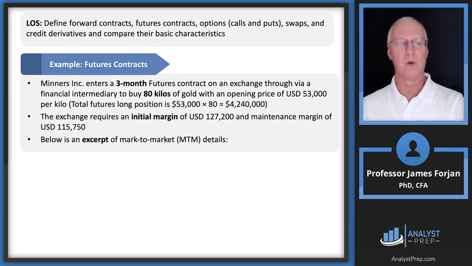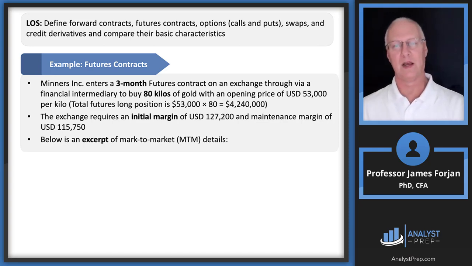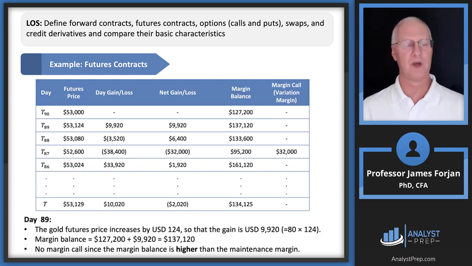Wow. So what we're going to do is put up an initial margin of $127,200 and a maintenance margin of $115,750. So notice that the maintenance margin is always a little bit less than the initial margin. So let's go through a couple of slides that give us some examples of daily market settlement. We're going to call this marking to market.